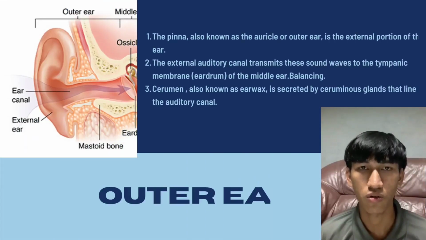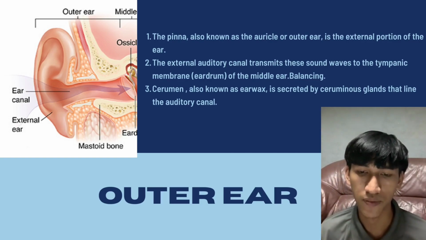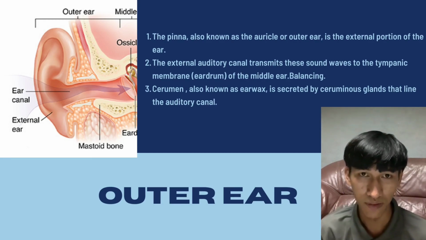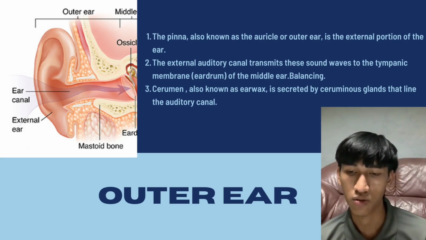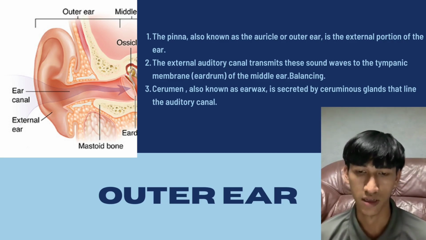How about we go into more detail about the outer ear? The pinna, also known as the auricle or outer ear, is the external portion of the ear. The pinna captures sound waves and transmits them into the external auditory canal. The external auditory canal transmits this sound to the tympanic membrane, or eardrum, of the middle ear.